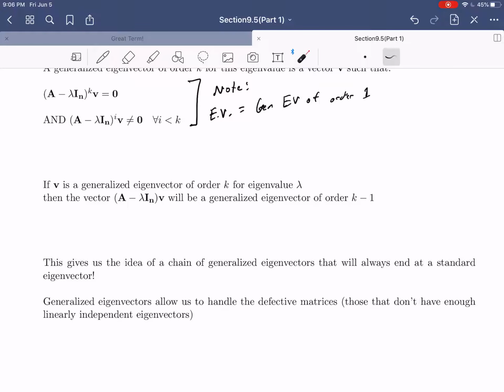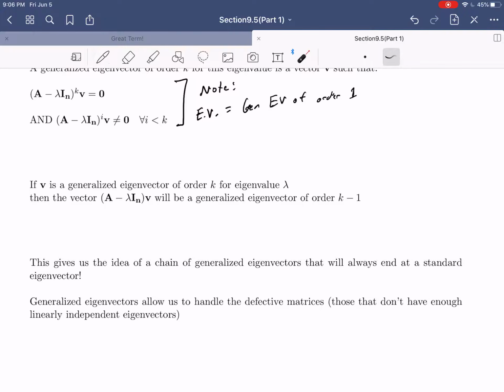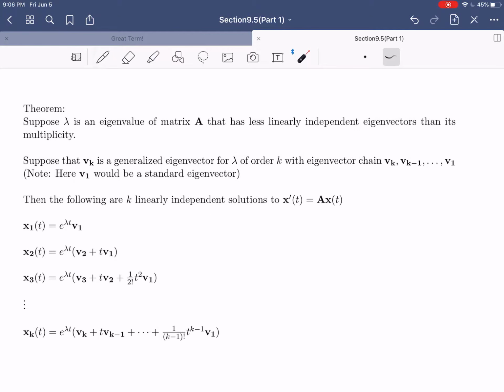Generalized eigenvectors overall allow us to handle defective constant coefficient matrices, those that don't have enough linearly independent eigenvectors. If we can't find n linearly independent eigenvectors, we can't find our n-dimensional basis for our solution space. But generalized eigenvectors allow us to deal with that. What we're going to do next is state a theorem that explains how these generalized eigenvectors allow us to find those extra missing vector functions that we need for our solution space. So let's go ahead and take a look at that theorem. All right, this theorem is a little bit tricky because it's got a lot of setup, but we'll go through and talk about each piece, and it'll be a lot more clear once we get into our examples.